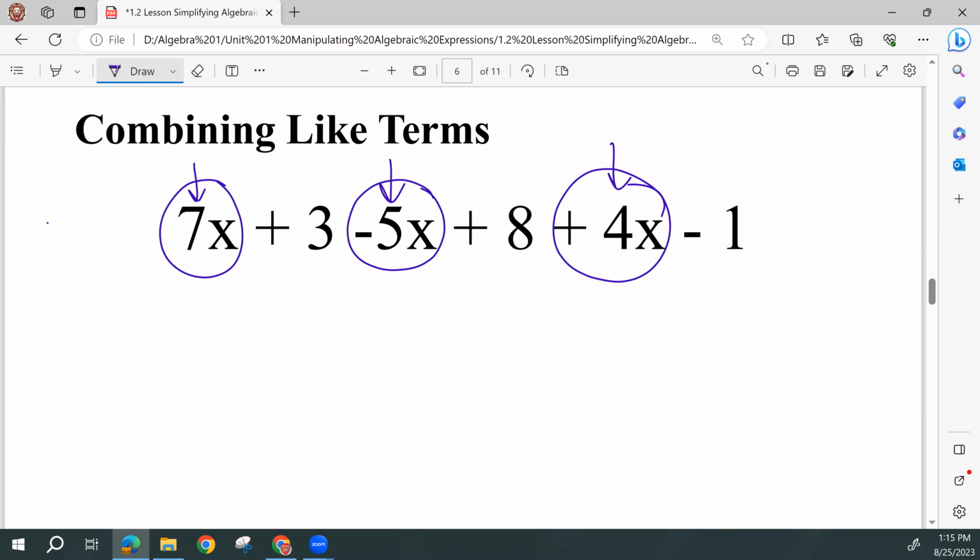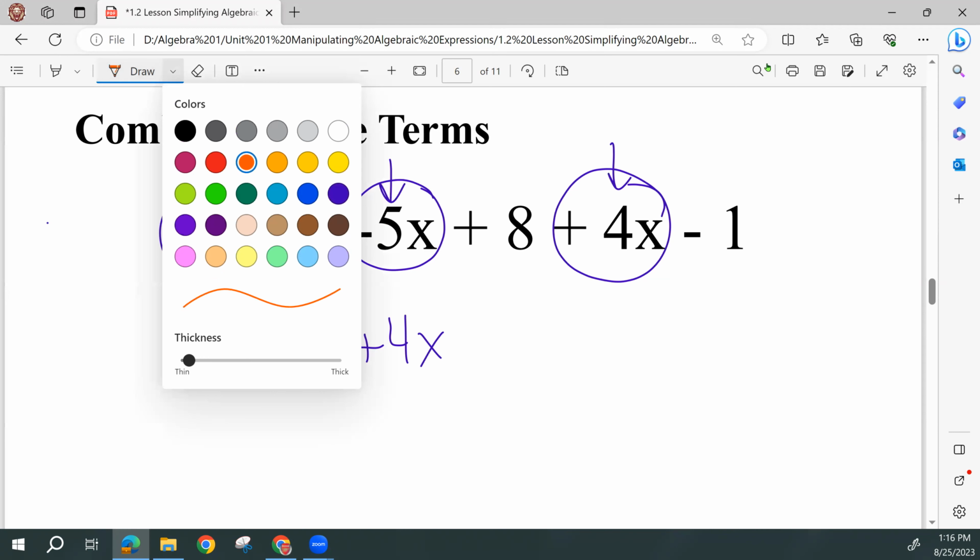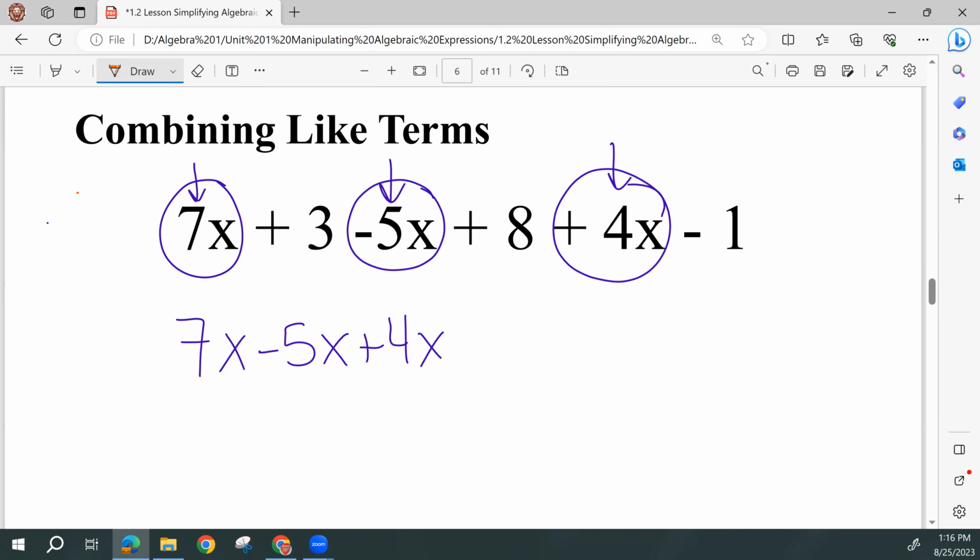Before I do that, I'm going to rewrite them next to each other so that I can organize my thoughts. I'm also going to underline my constants. And again, the operation in front of that constant tells you if it's positive or negative. So I have a +3, a +8, and a -1.